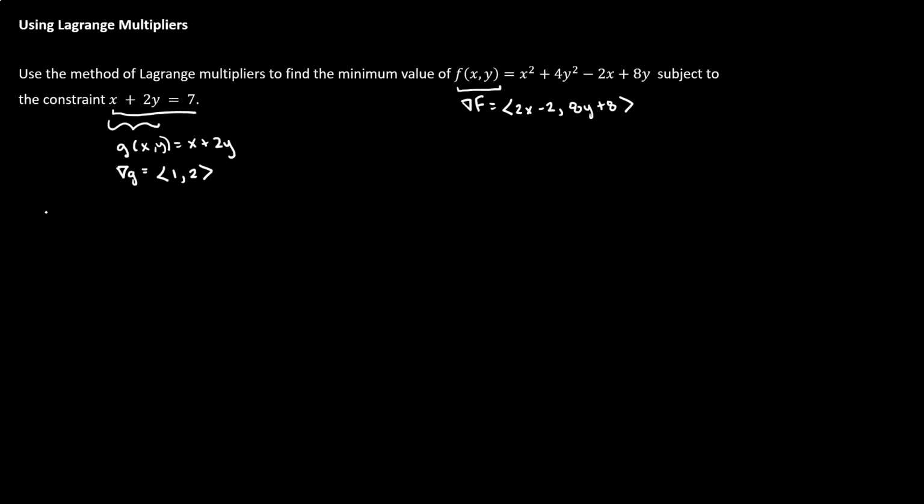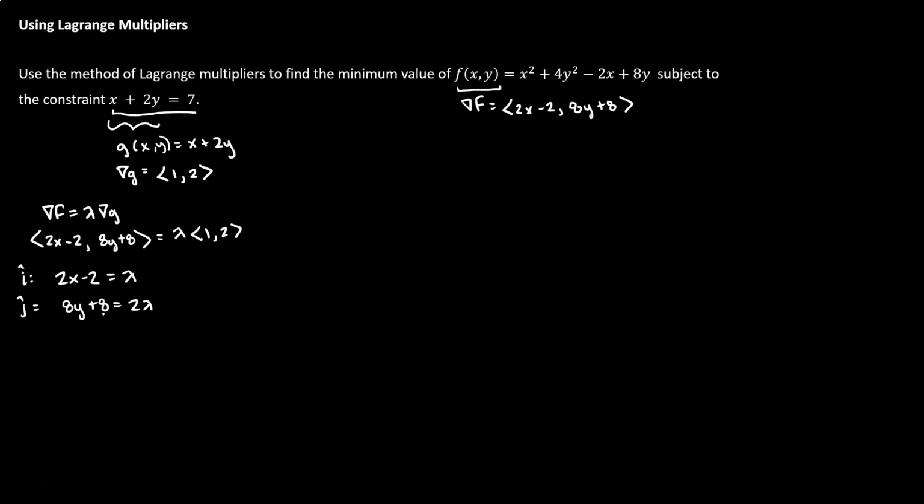So now we can set up our system that comes from gradient f equal to lambda gradient g. In other words, we have the vector 2x minus 2, comma 8y plus 8 is equal to lambda times 1, comma 2. And then we'll break that down into the components. So we have the i hat component, which would look like 2x minus 2 equals lambda, and the j hat component, which looks like 8y plus 8 equals 2 lambda.